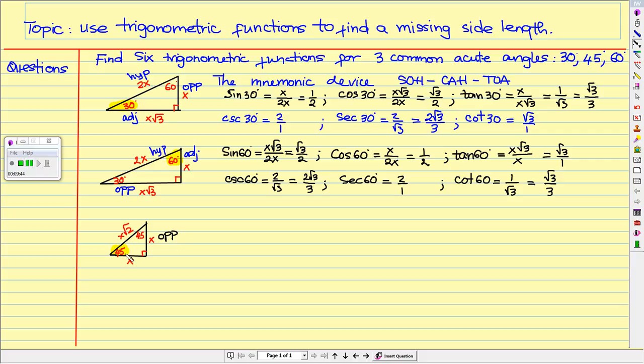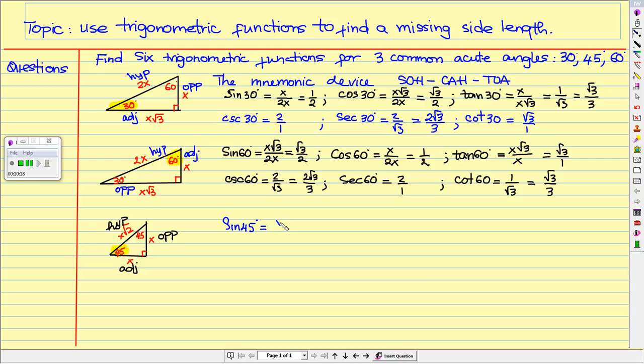So we'll label this opposite because it's opposite the angle that we highlighted, and then adjacent, which is next to it, and lastly the hypotenuse. So now we are going to find sine of 45 degrees. So sine 45 degrees. So again the mnemonic device SOHCAHTOA. SOH: sine is opposite over hypotenuse.